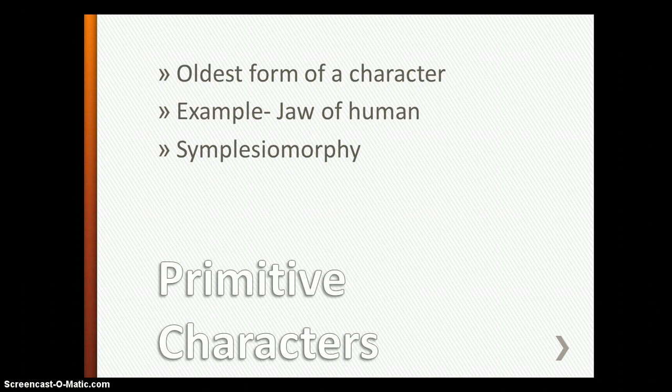So, Bobby already talked about this, but primitive characters are the oldest form of a character, and an example would be the jaw of a human, because basically jaws have been around through many of our past evolutionary chains, and so this is a relatively old character. And another word for a primitive character is symplesiomorphy. Hopefully I pronounced that correctly.